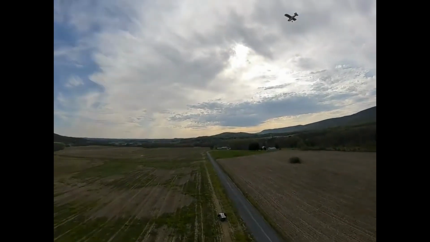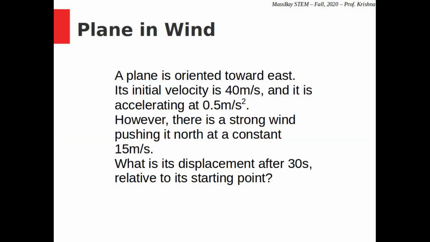Consider this puzzle. A plane is oriented toward east. Its initial velocity is 40 meters per second, and it is accelerating at 0.5 meters per second squared. However, there is a strong wind pushing it northwards at a constant 15 meters per second. What is its displacement after 30 seconds relative to its starting point?